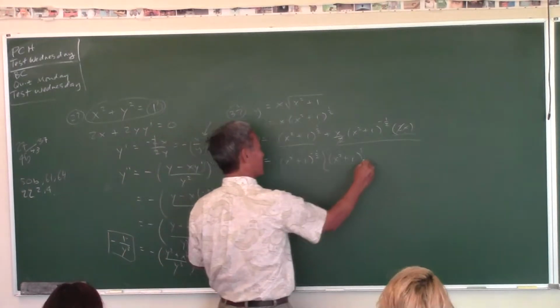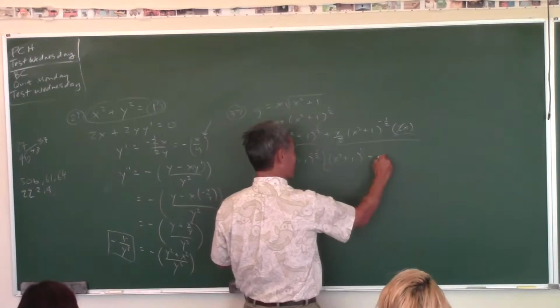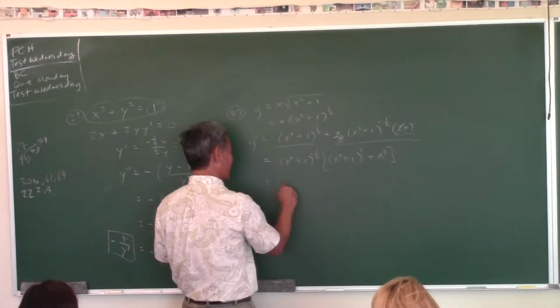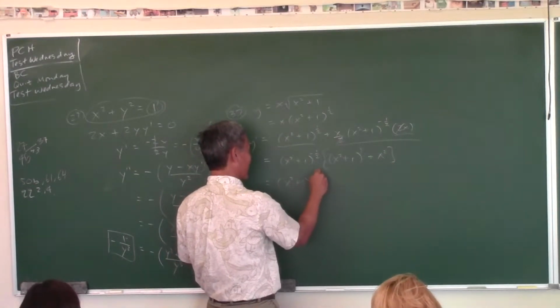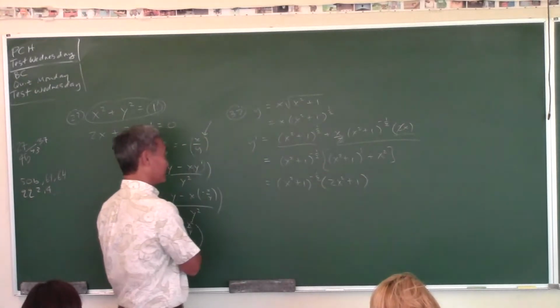Yes. Plus, if I factor this out from the second term, what's going to be left? X squared. And so your final answer is going to be x squared plus 1 to the negative half times 2x squared plus 1. Boom!